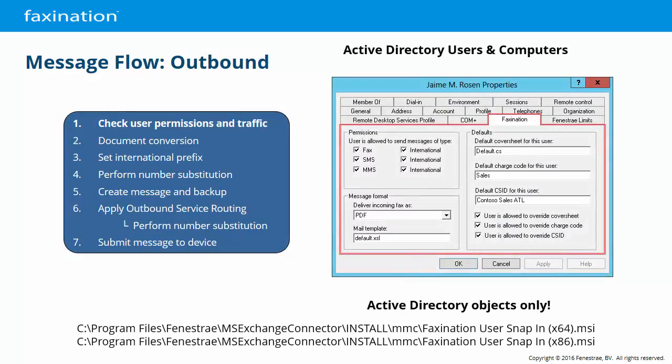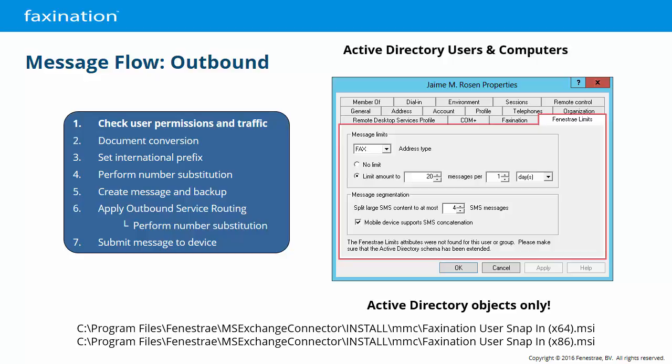First, we check the user permissions and traffic. Here we're looking at the Faxination tab in Active Directory users and computers, and we can see that our user is enabled for both fax and mobile messaging, including international messaging. They are also permitted to override their cover sheet, charge code, and CSID. The CSID is the small text that you see at the top of each page of a transmitted fax. Note that this user has a CSID defined for them. When this field is blank, the global default configured for the outgoing device service is used.